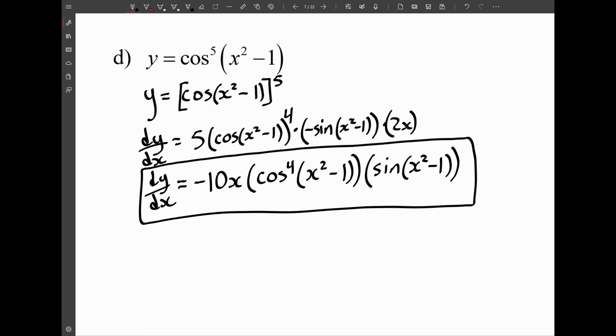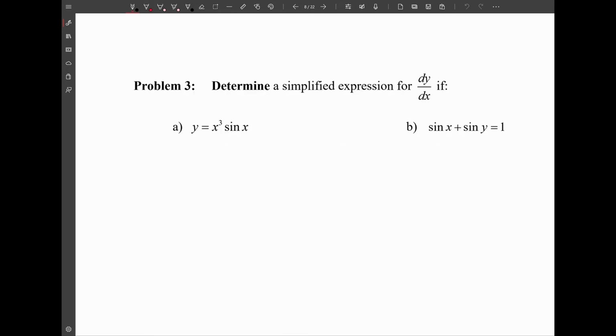All right, so that's the basics of how to find these derivatives. Let's try something just a little bit trickier. So let's try something a little more complicated. Let's take a look at this next one.